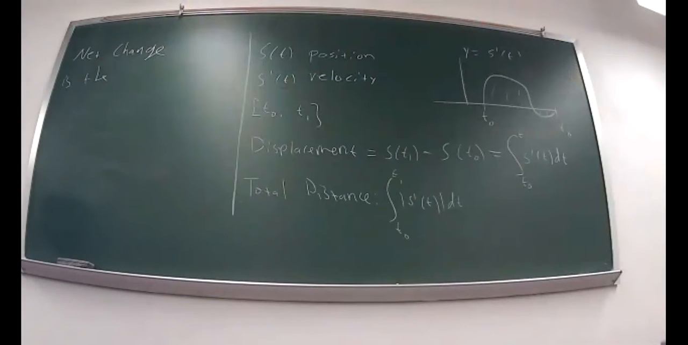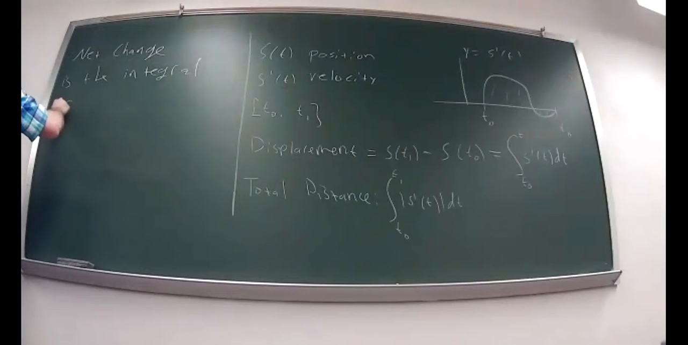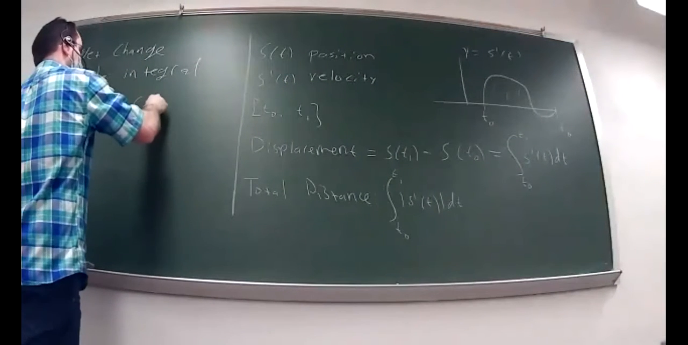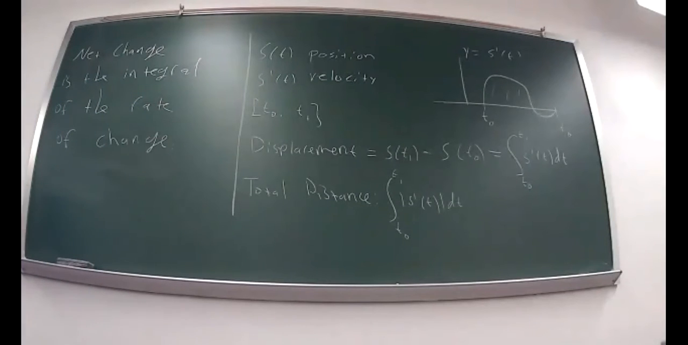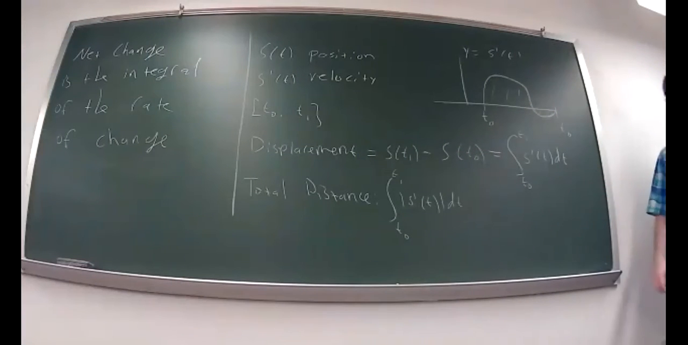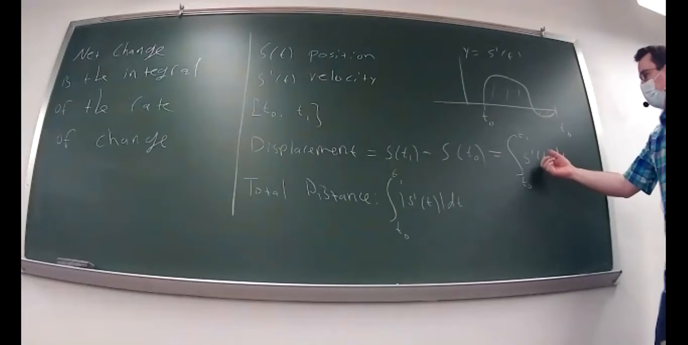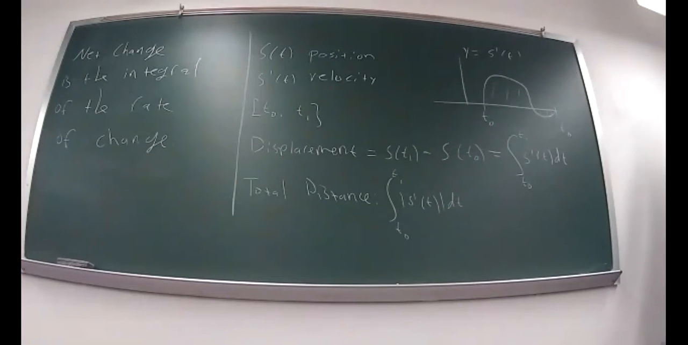And so the net change is the integral of the rate of change. So, that's kind of how you would state fundamental theorem of calculus, part 1, as an English sentence, that the net change of a function is the integral of the rate of change. And so if that rate of change was constant, then this is just nothing but a statement like distance is velocity times time, or something like that.